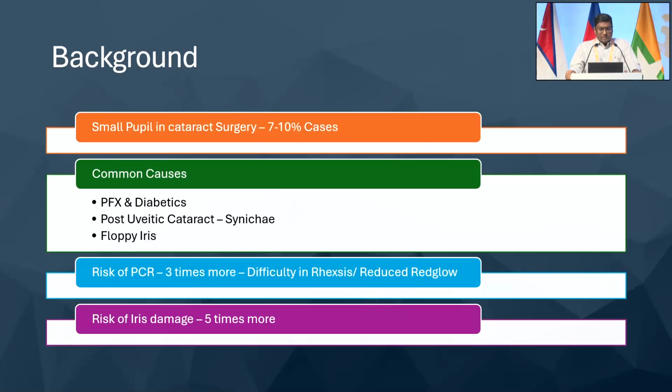We will encounter small pupils in 7 to 10% of the cases that we do routinely in cataract surgery. The most common causes that we see in our practice are pseudoexfoliation, diabetic patients, post-uveitic cataract where you have synechiae, and also floppy iris, which has been rising in the recent past. So why is it important to handle these cases well? A lot of studies suggest that the risk of PCR is 3 times more in these cases because of the difficulty in doing rhexis and the reduced red glow because of a small pupil. And also you have 5 times more chances of damaging the iris while you're doing these cases.